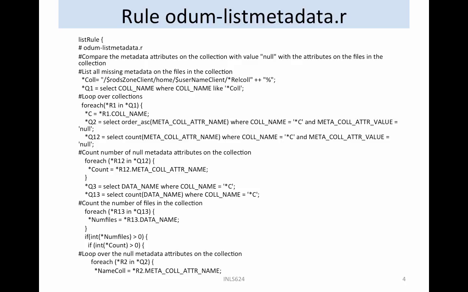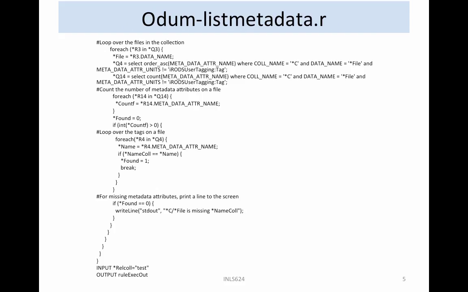If the number of files is greater than 0, and if there are attributes on the collection, then we will compare the attributes on each file with the attributes on each collection. We loop over all the files in the collection. We retrieve their name. We find all the metadata attributes for that file in the collection. In this case, we're only looking for attributes that are tags, so they have a specific units field, iRODS user tagging : tag. We count the number of attributes on the file.